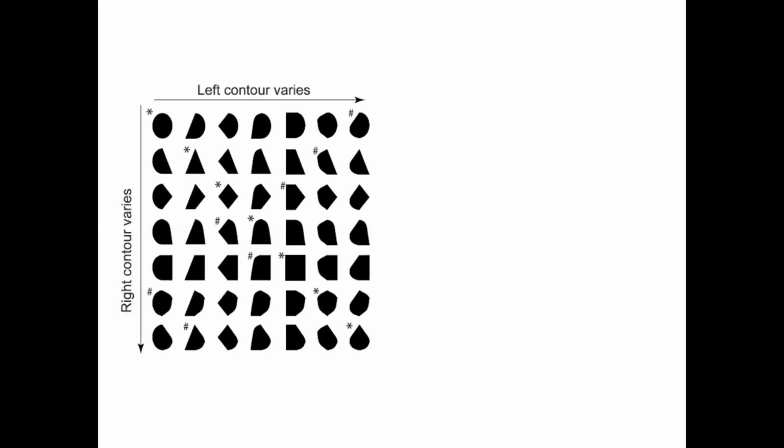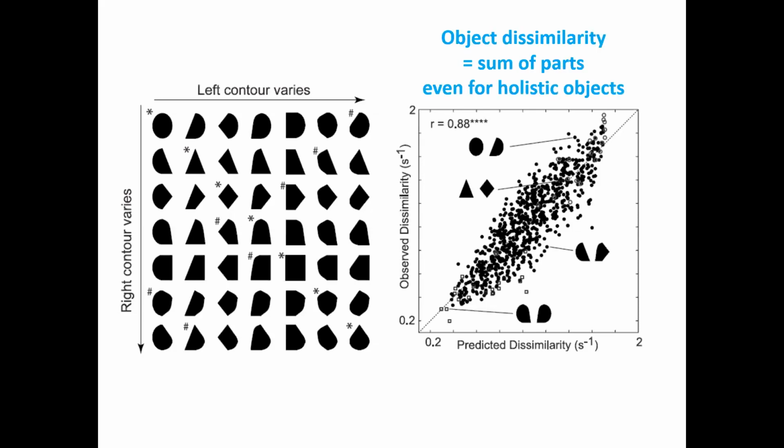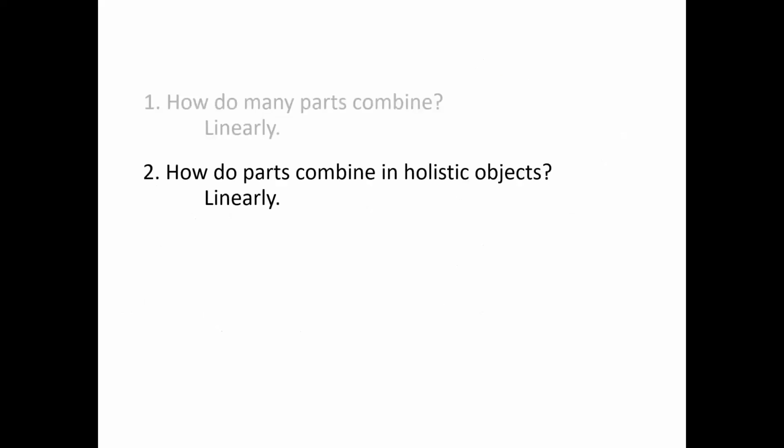So the question then is, does this part-based model work for these holistic objects where you don't really see them as containing parts? Whereas in the earlier case, we had objects which are very clearly containing parts, and so maybe that parts-based model is working there. So does it work here? And it turns out that it works beautifully over here. The observed dissimilarity is very nicely matched with the predicted dissimilarity. And what we can therefore conclude is that the object dissimilarity, even for holistic objects, is a sum of parts, right? So that's the second question.